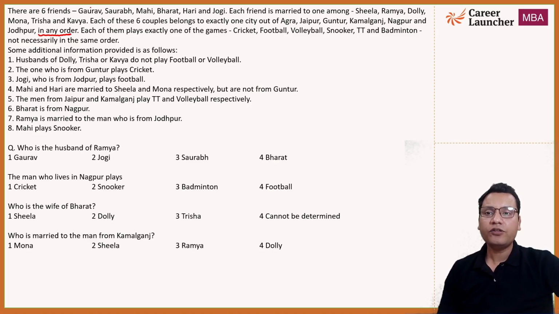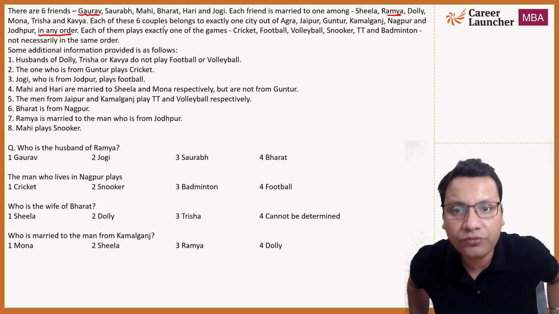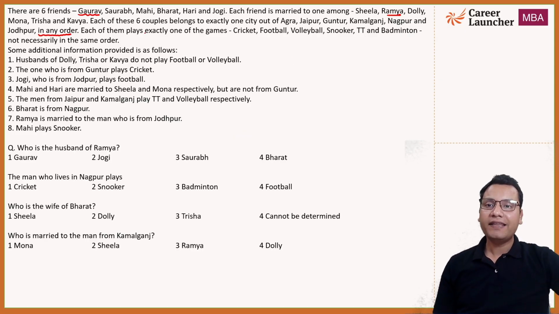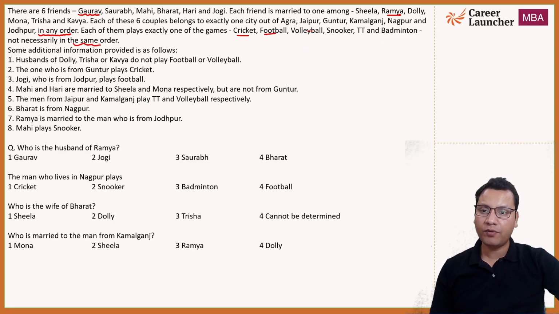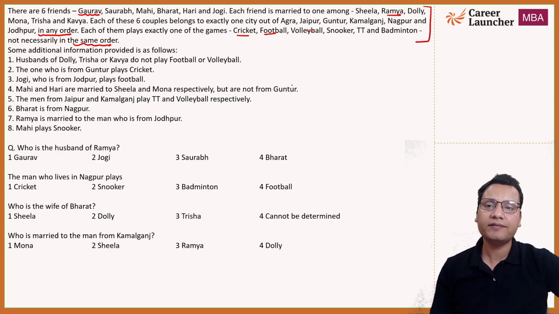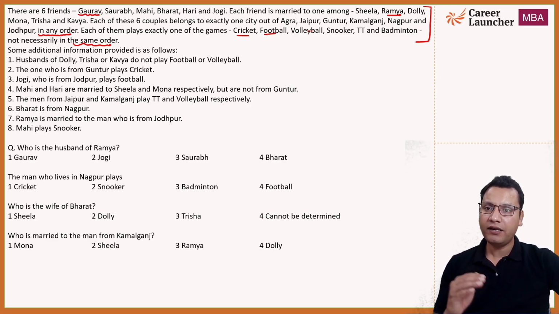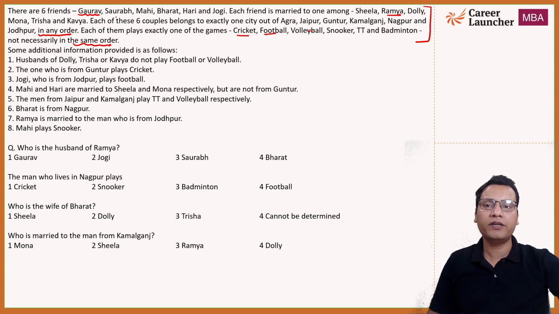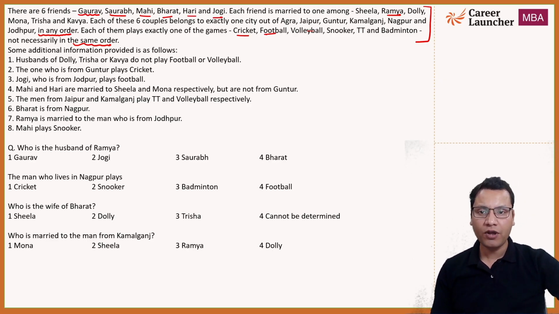Now, in any order, that means what? You are not sure that Gaurav's wife is Sheila, or Ramya is the wife of Saurabh, and so on and so forth. Similarly, each of these six couples belongs to exactly one city out of Agra, Jaipur, Guntur, Kamalganj, Nagpur, and Jodhpur, and they play exactly one game out of cricket, football, volleyball, snooker, TT, and badminton. Again, not necessarily in the same order. After reading this much of the paragraph, we came to know that this is going to be a matrix arrangement set where you have to uniquely tell, for example, who is the wife of Gaurav, which game Gaurav plays, and which city he belongs to. Similarly, you have to do the same thing for Saurabh, Mahi, Bharat, Hari, and Jogi. So this type of set is called a matrix arrangement.